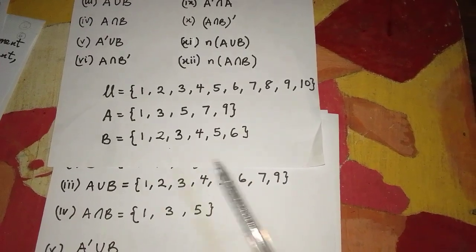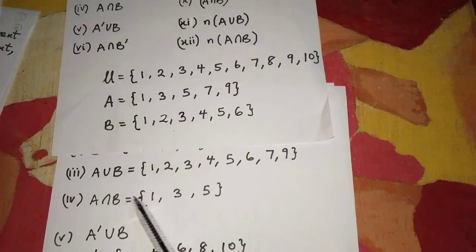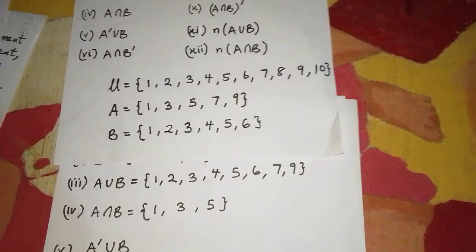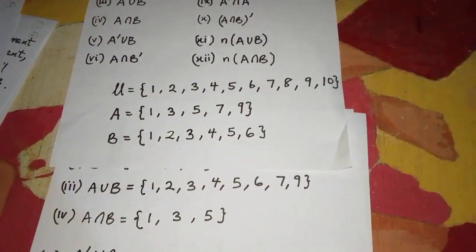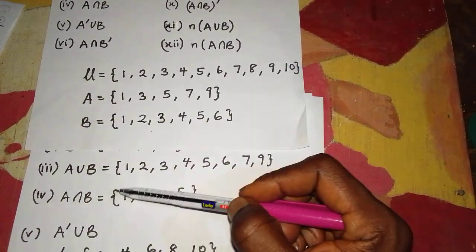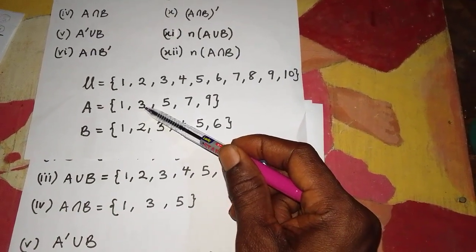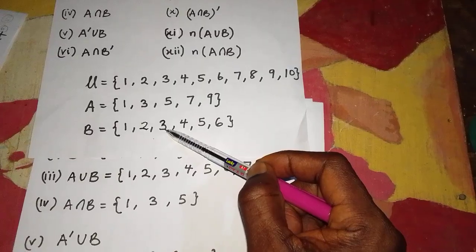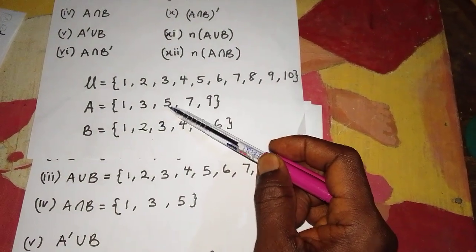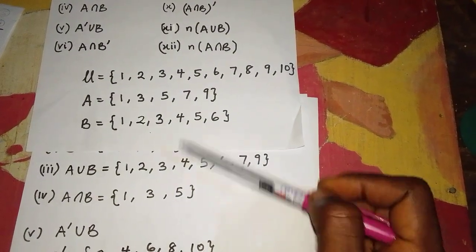Now we also have intersection. A intersection B means what is common to set A and set B. So what are the elements that are common to set A and set B? 1 is in A, 1 is in B, so that's right. 2 is in B, is not in A, no. 3 is in set A and 3 is in set B, so that's another number that is common. 5 is in set A and 5 in set B, another number that is common.